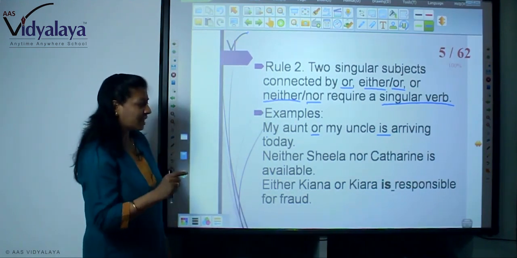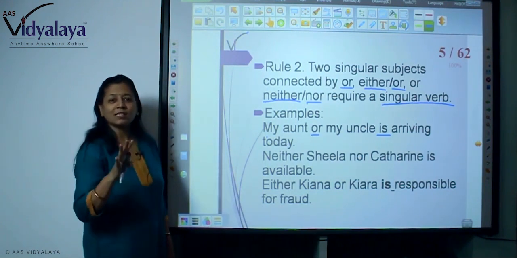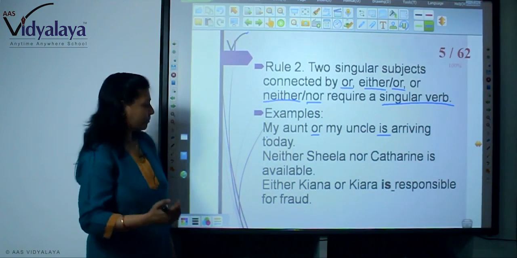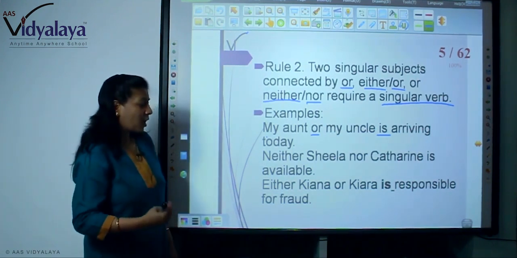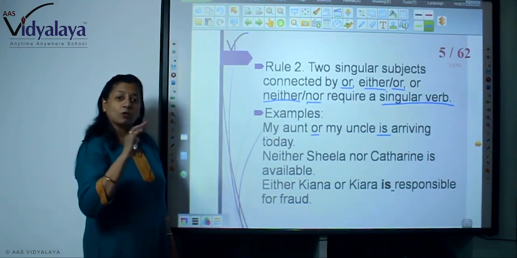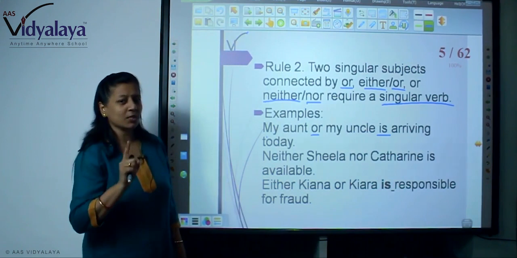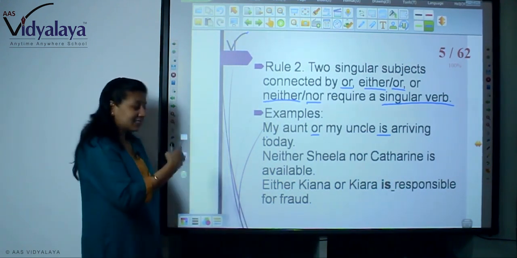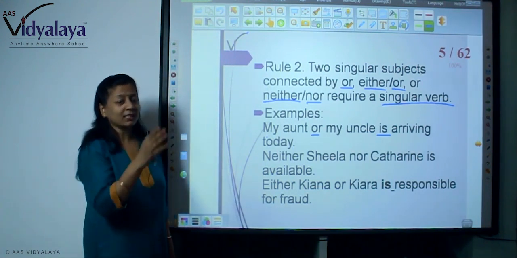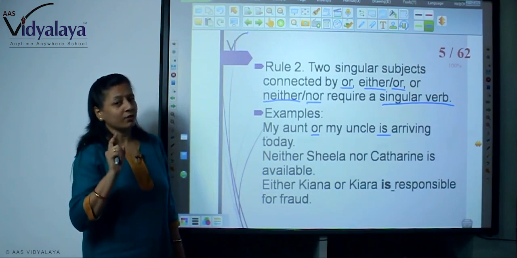Now, neither Sheila nor Catherine is available. No one is available, so neither Sheila nor Catherine. Right? Either Kiana or Kiara is responsible for fraud. So, we are not sure whether both of them, only one is responsible for fraud. So, either Kiana or Kiara. See, two subjects, but with either or, neither nor, or, the verb is always singular.